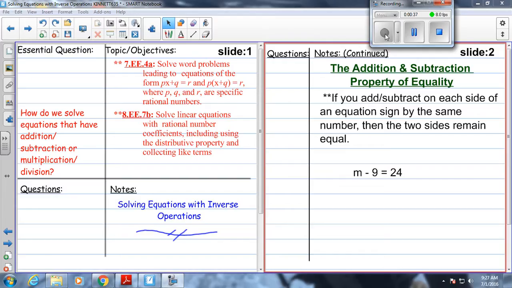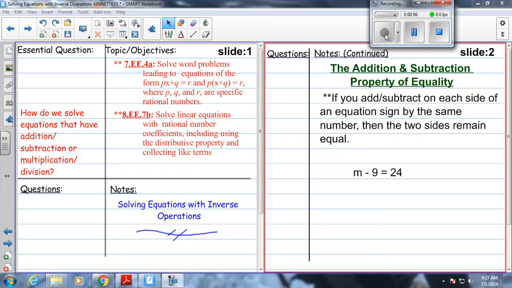Okay, so welcome back. I won't make you write the full standards each note, but I do want you to have it on the first note of this lesson, and anytime it changes, I'll let you know when we have to write the full note. So our essential question today is how do we solve equations that have addition, subtraction, or multiplication, division? So we're going to learn how to get rid of one of those operations at a time in this note.